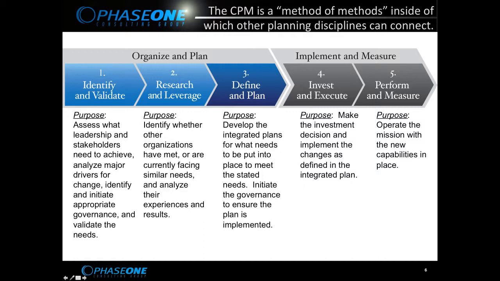Step 4 is around investing and executing. This is where the investment decision is actually made, and where the implementation of the changes actually takes place. So we take the outputs from step 3 and the understanding we built in steps 1, 2, and 3, make our investment decision, and then implement. And step 5 is around operating the mission with the new capabilities in place and then measuring the mission benefits that have been achieved through this planning initiative.